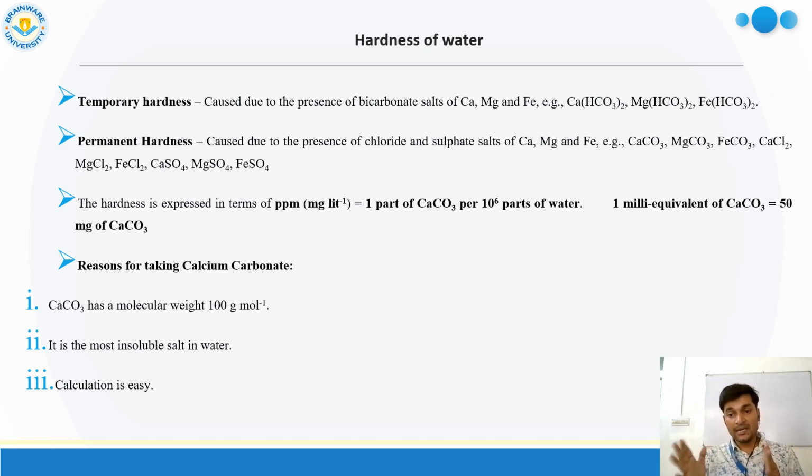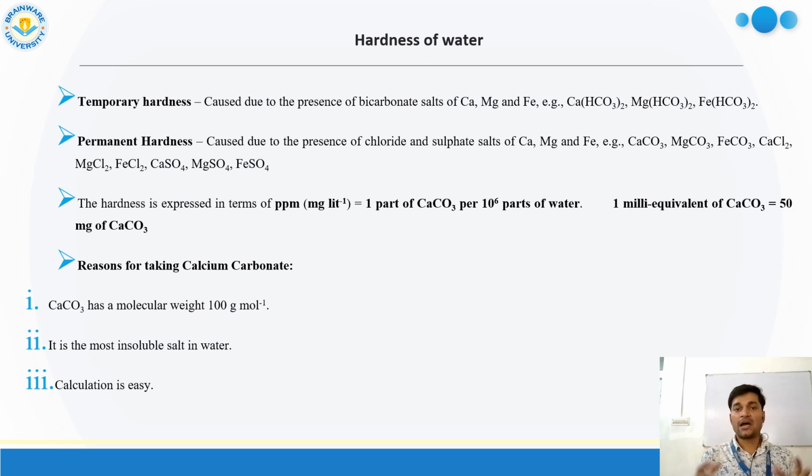But if permanent hardness is there, that is responsible for the carbonate as well as the chloride and sulfate of this particular metal, so that is a big problem. If your water contains permanent hardness, it makes a low amount of foam in water, and for washing purposes, if you use water with permanent hardness, that is a wastage of your soap or detergent powder.